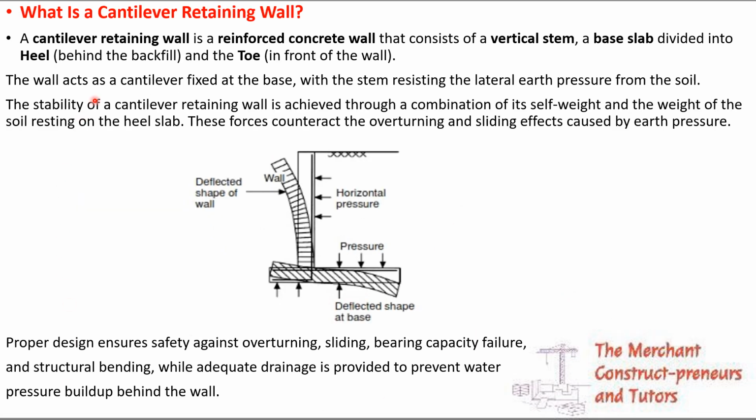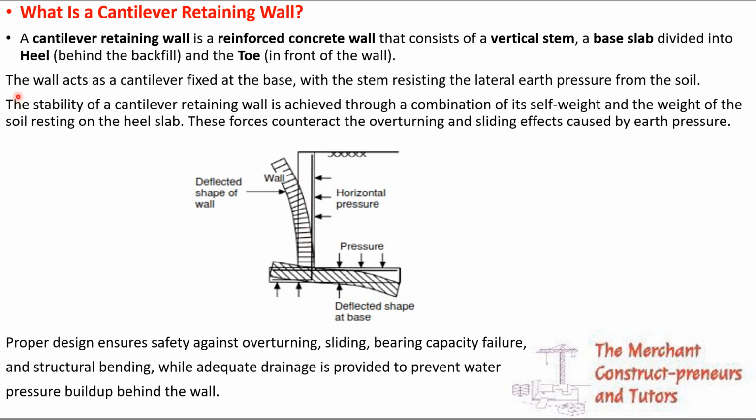Now, what is the cantilever retaining wall? The cantilever retaining wall is a reinforced concrete wall that consists of a vertical stem, and a base slab divided into the heel, which is behind the backfill, and the toe in front of the wall. That's as I illustrated in my first image there. So this is the toe, the shortest part, this is the heel, and the total heel and toe is the base slab, and then this is the vertical stem, right?